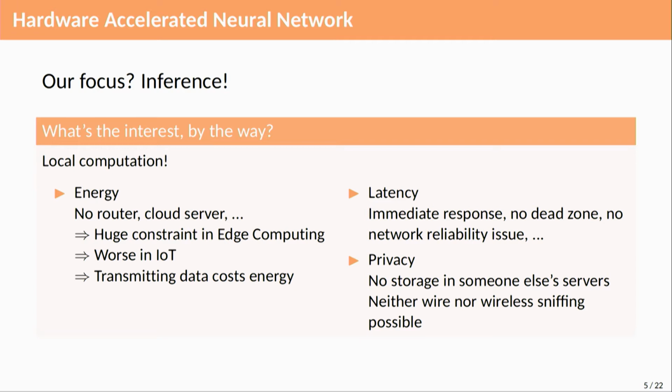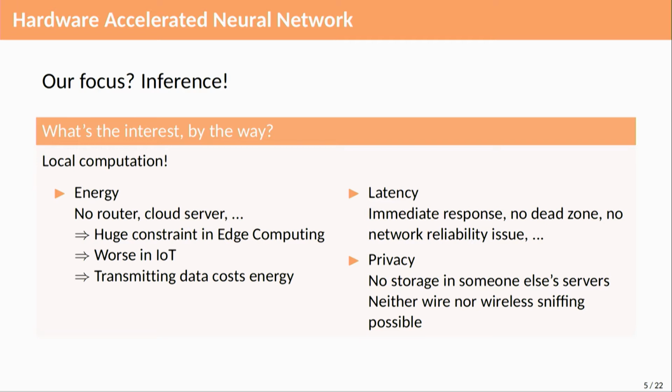Even so, despite some progress, doing inference on the edge is really still an issue. As Alice just said, the interest of doing inference on the edge is that we are doing local computation. Among the things she did not talk about was energy, and it's the main focus of this talk.